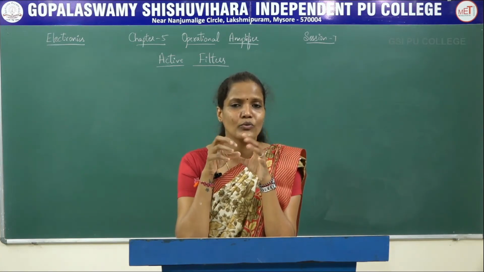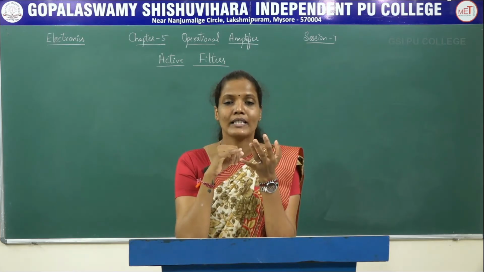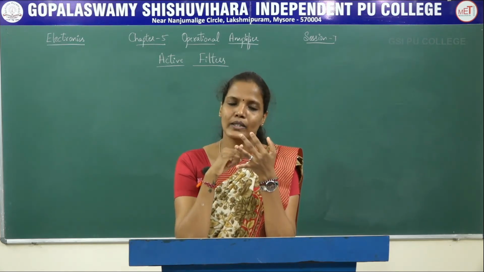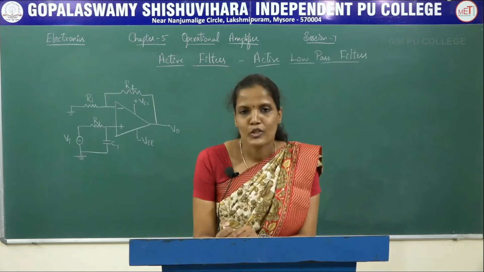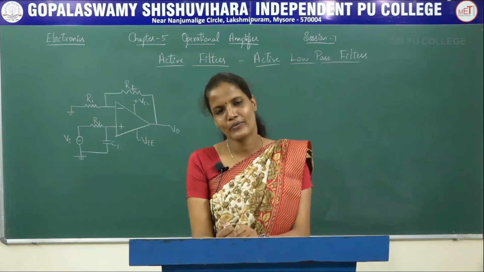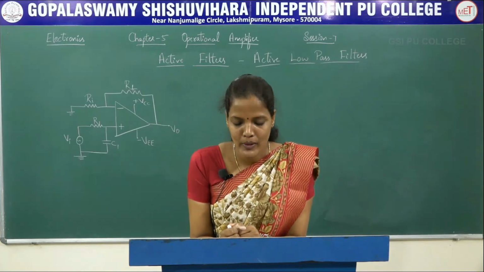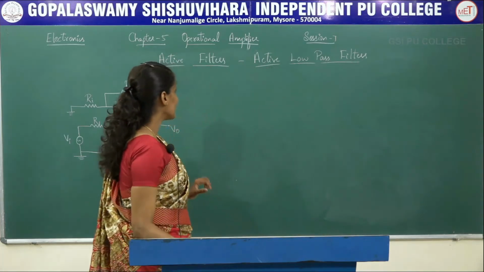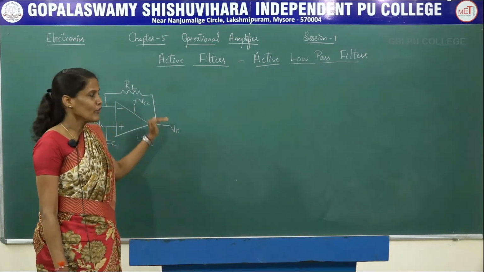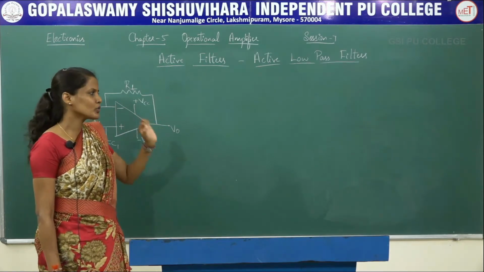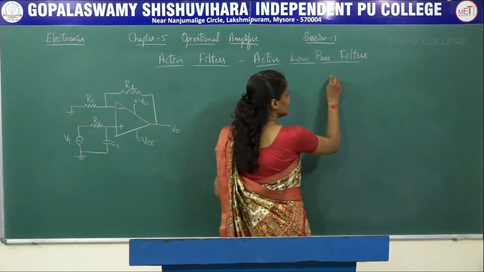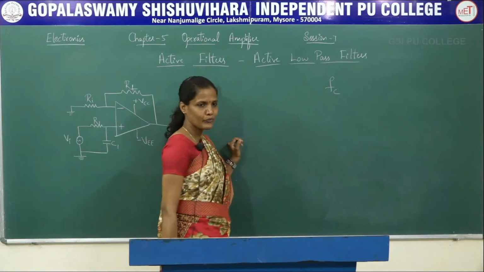So in active filters there are two types. One is the low pass active filter, the other one is the high pass active filter. Let us try to understand them separately. The first one is the active low pass filter. So what is this active low pass filter? An active low pass filter is a circuit which provides the output from the frequency 0 to some range, which is called FC. It is called the cutoff frequency.